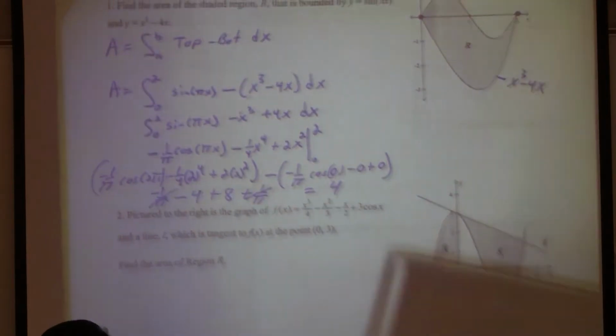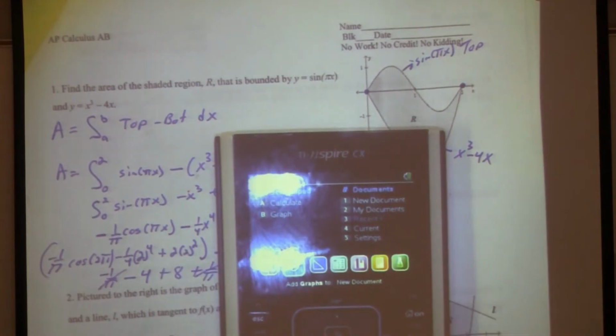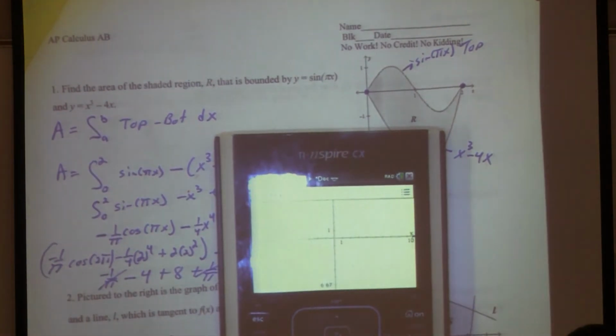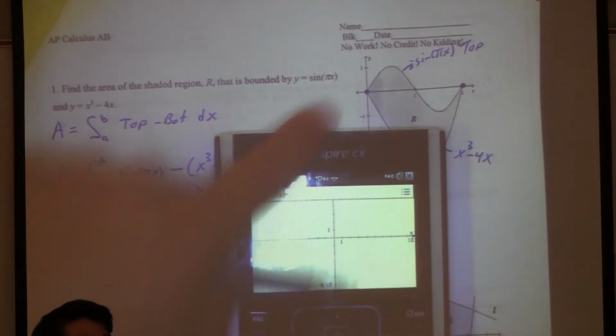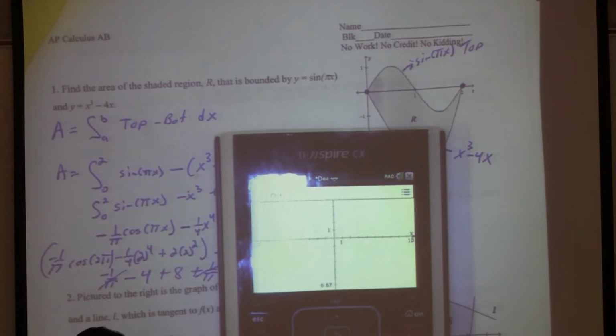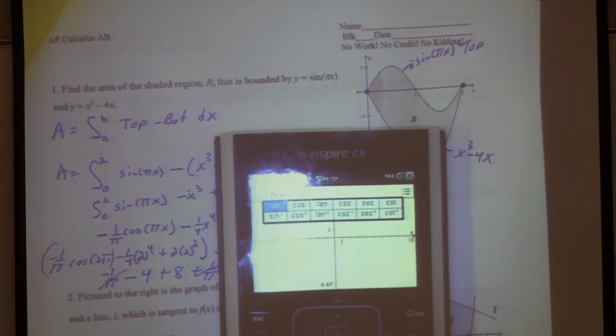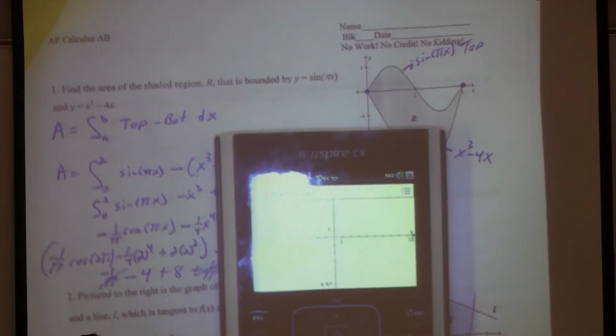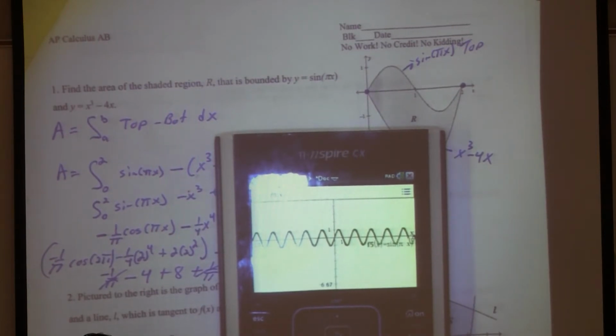Alright, so let's see. Go to a graph page. You could do it on a calculator page and type in the whole integral, but I wanted you to do it on the graph page so you can see how cool it is. Right? So type in both equations. Doesn't matter the order. Sine of pi x, enter. Tab. We got x to the third, right? Move to the side, minus 4x.